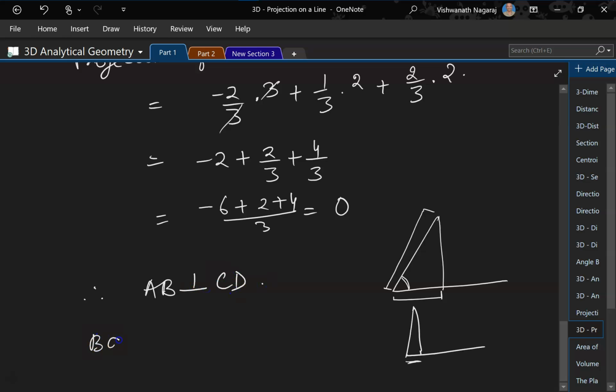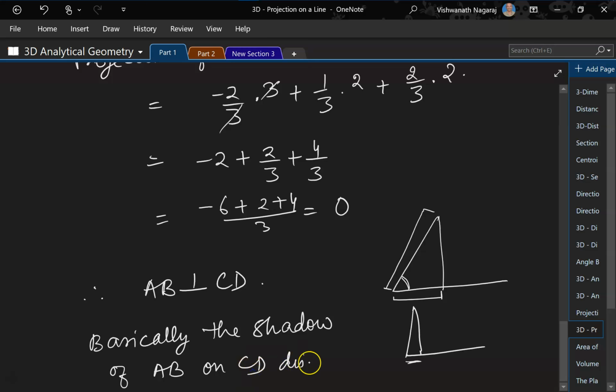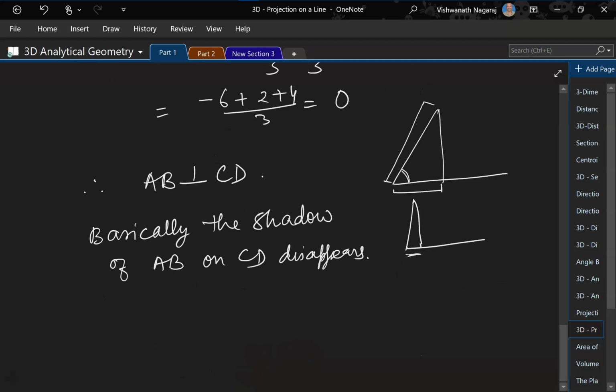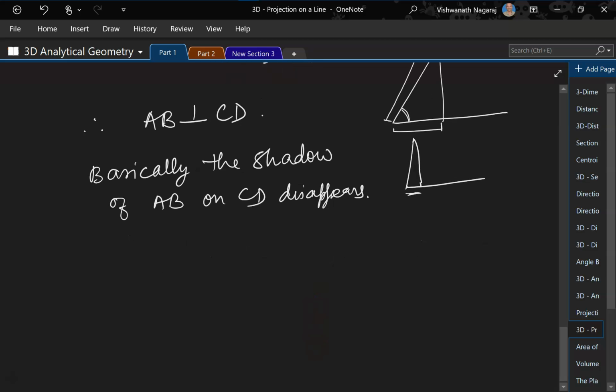So basically, the shadow of AB on CD disappears. See, just like our own shadow, it basically disappears during daytime when the sun is exactly over it. Okay, so it is perpendicular when the sun is perpendicular to the surface on which we are standing.